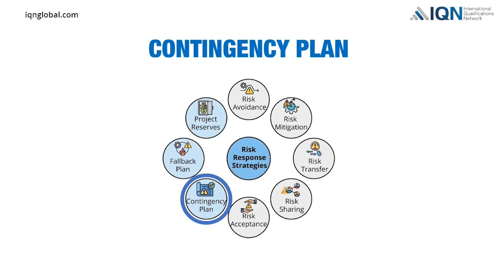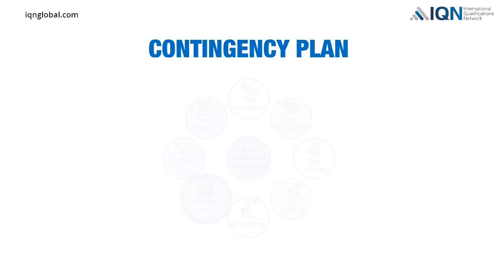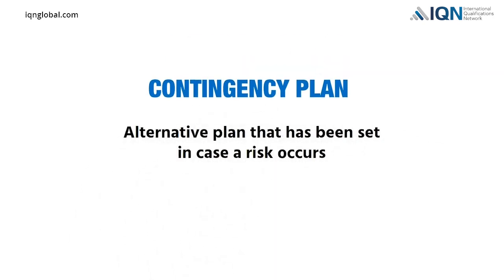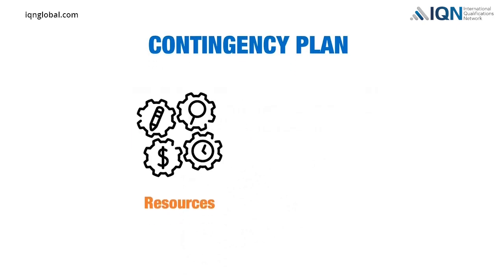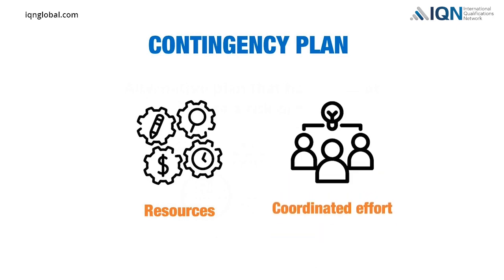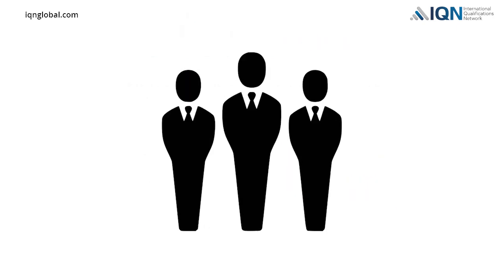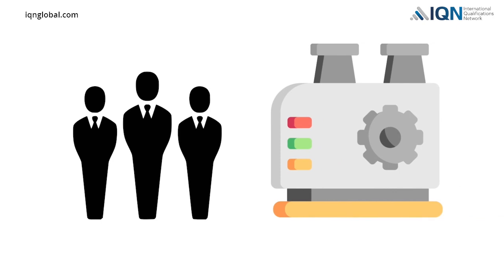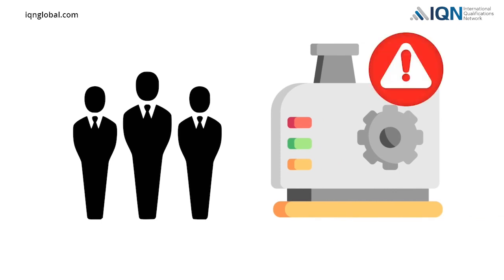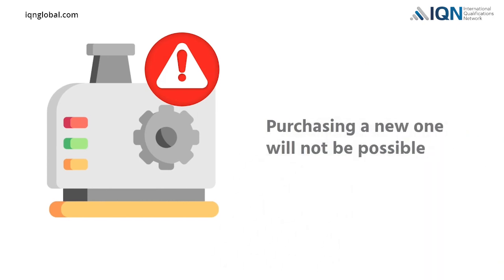Contingency plan. A contingency plan refers to an alternative plan that has been set in case a risk occurs. Implementing a contingency plan requires resources and coordinated effort. Let us assume a project team has a piece of costly machine that is critical for the project. If this machine breaks down, purchasing a new one will not be possible because of the project's budget constraints.